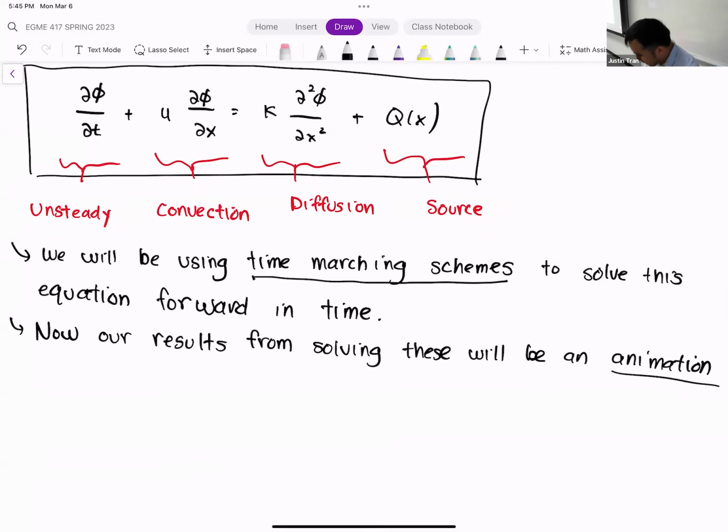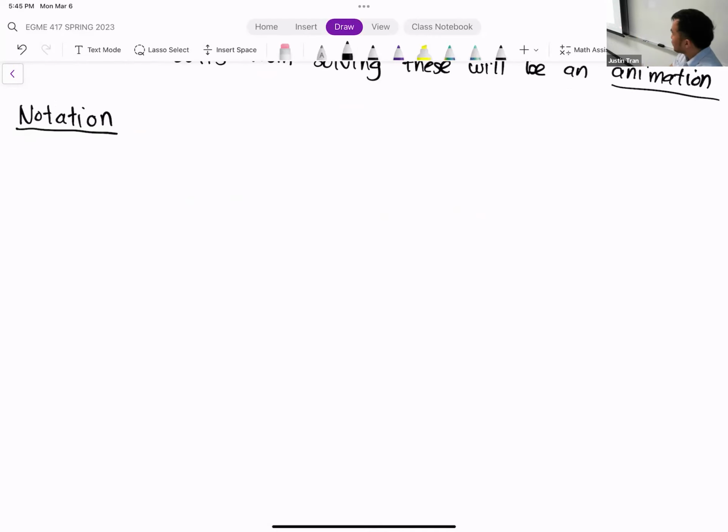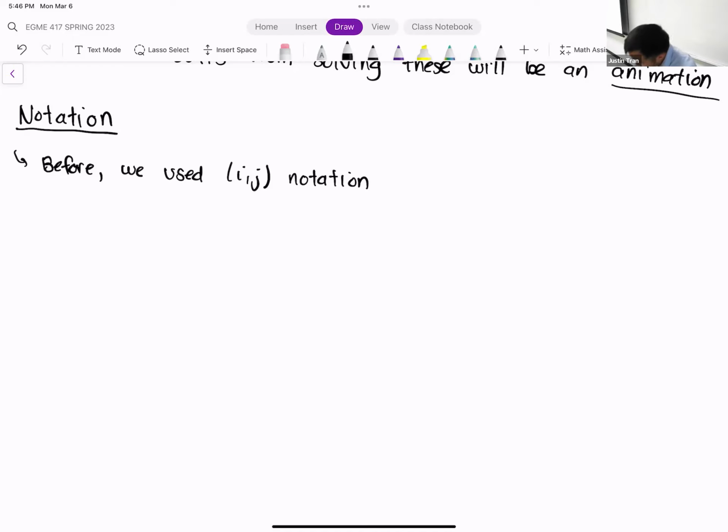All right, so let's talk some notation. Because we're adding an extra dimension here, we have to use a new notation to denote time. Before today, we've used our IJ notation. We use IJ notation to denote where a particular node is located physically in space.